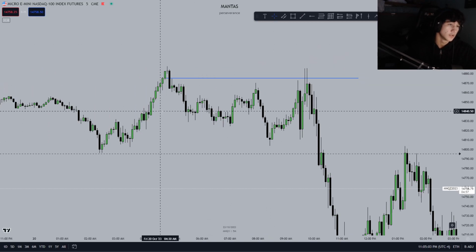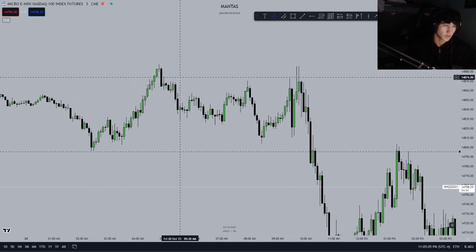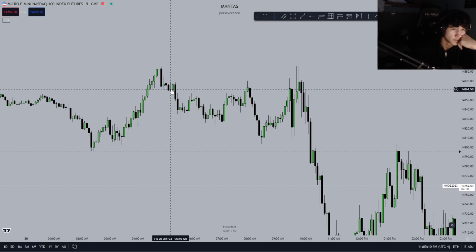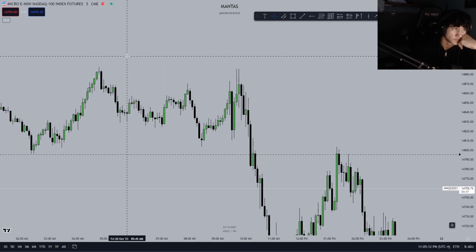Impulsive movement. Okay. Especially when it shifts market structure like this. That's what we wanna see.